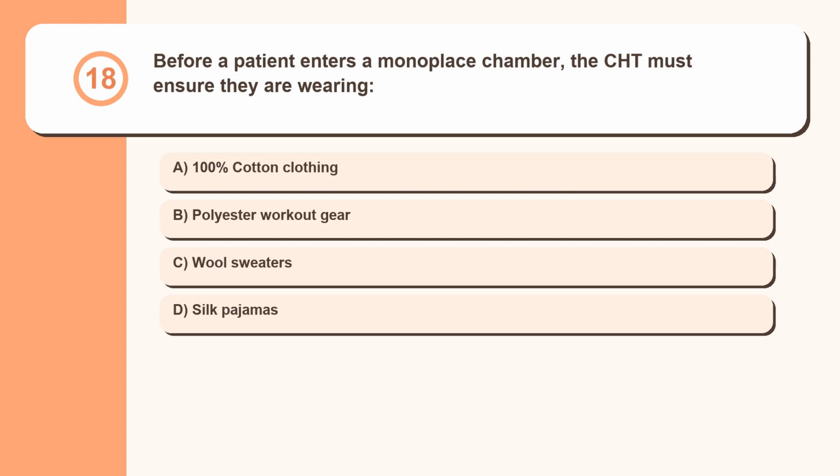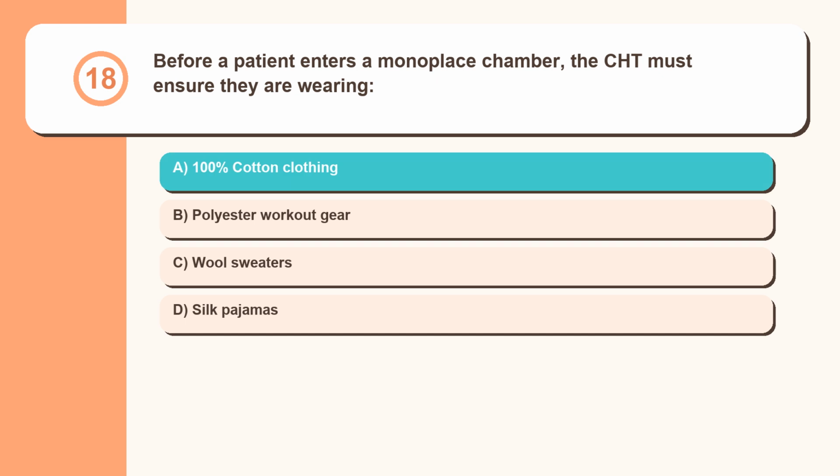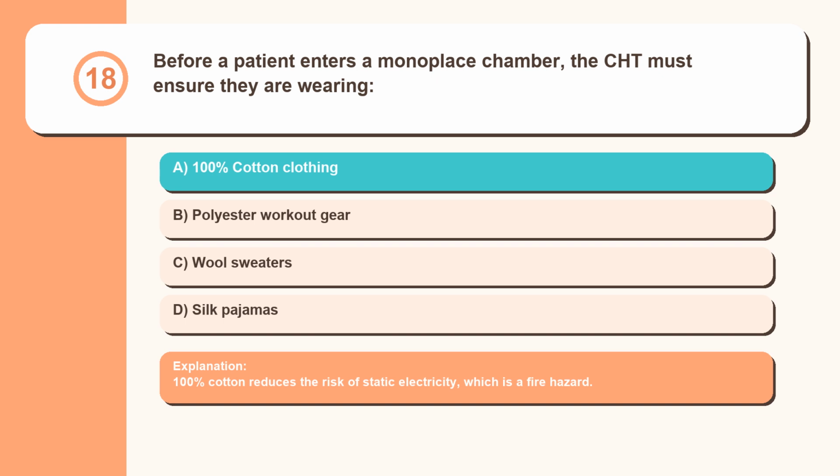Question 18. Before a patient enters a monoplace chamber, the CHT must ensure they are wearing 100% cotton clothing, polyester workout gear, wool sweaters, silk pajamas. 100% cotton reduces the risk of static electricity, which is a fire hazard.